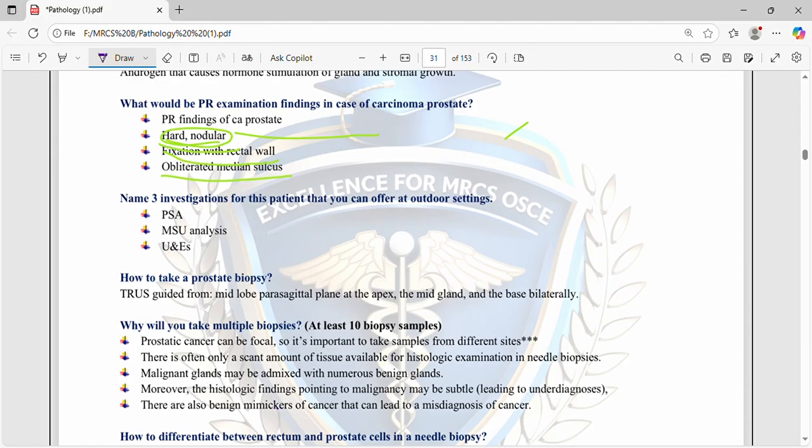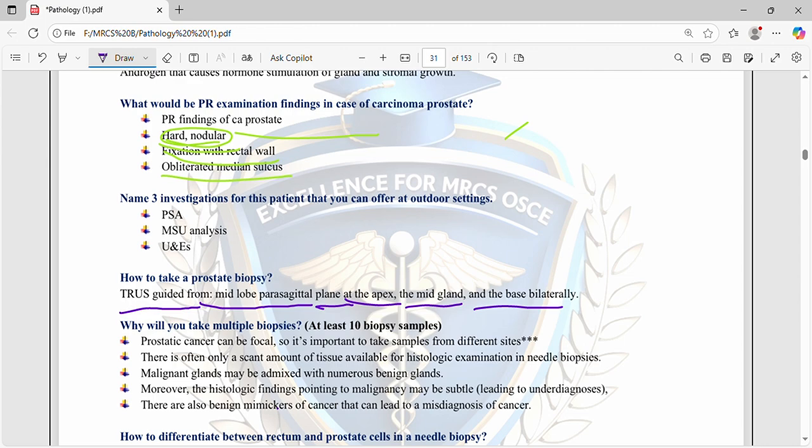Okay, now how to take a prostate biopsy? Transrectal ultrasound guided. You can take it transrectal ultrasound guided from the mid-lobe parasagittal plane at the apex, the midgland, and the base bilaterally. So usually we take multiple biopsies. Why will you take multiple biopsies? At least 10 biopsy samples.